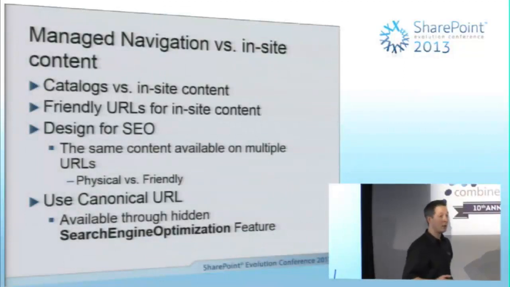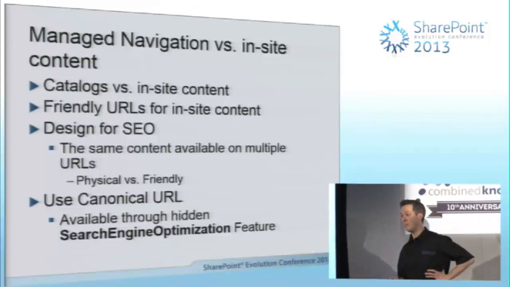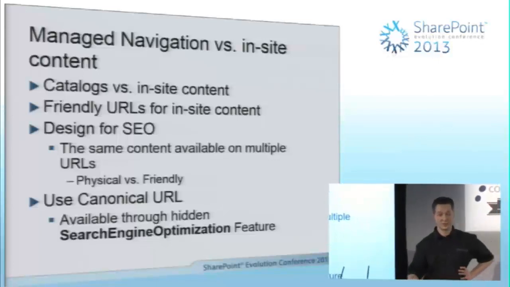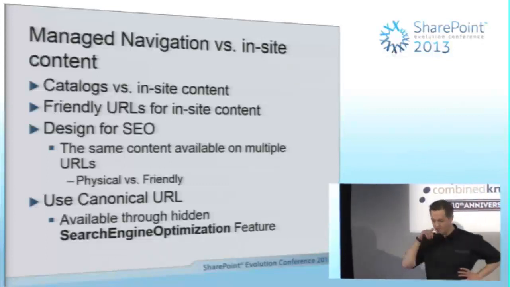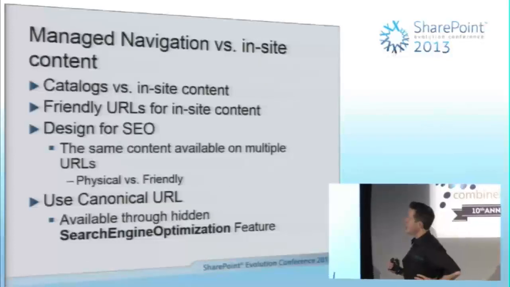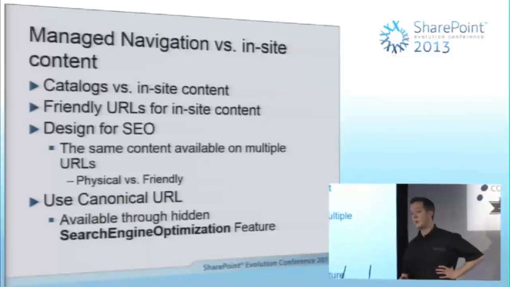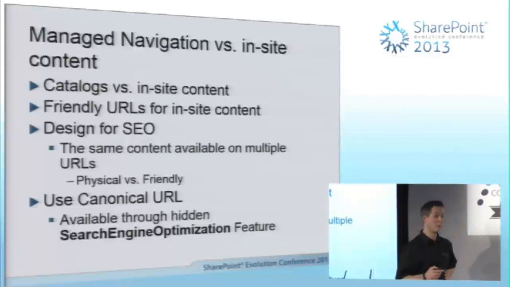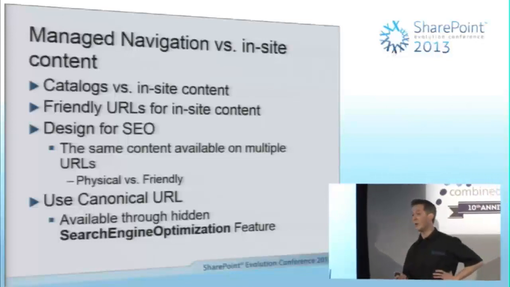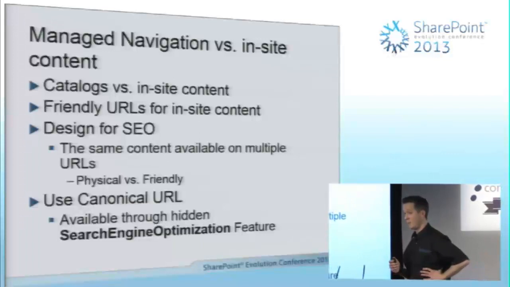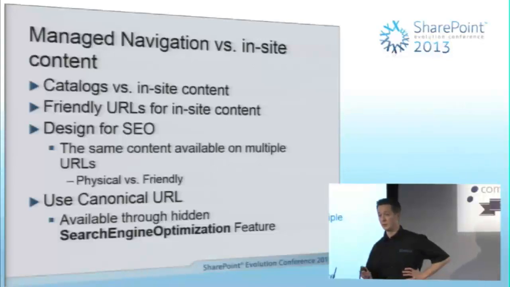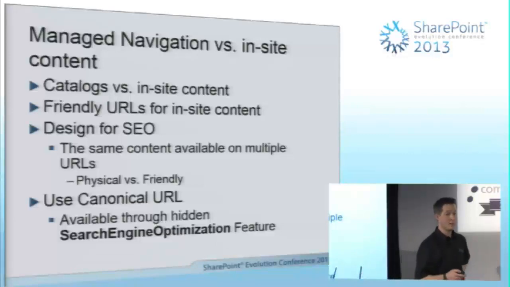So when using managed navigation, and this is something that I've already said, one way of structuring your content is to store it in the same site where it's going to be published. In short, I refer to it as in-site content because it is in the same site. So using managed navigation, you would apply friendly URLs to those pages, which is cool, and which is exactly what every customer wants, except for the fact that from now on, every one of those pages is accessible for people on the internet, including search, through two different URLs. Its physical one, where it's stored in SharePoint, and the friendly URL that you have defined in the managed navigation.